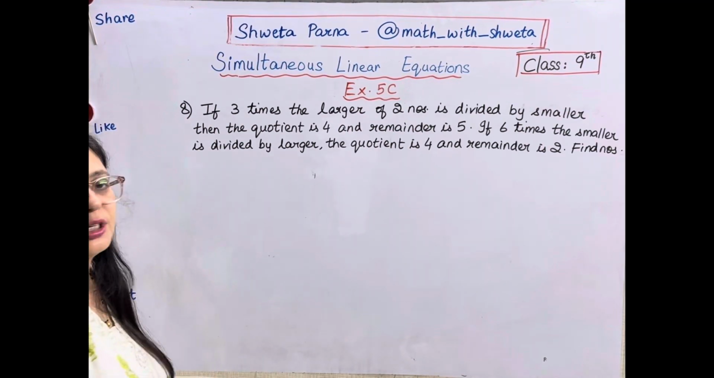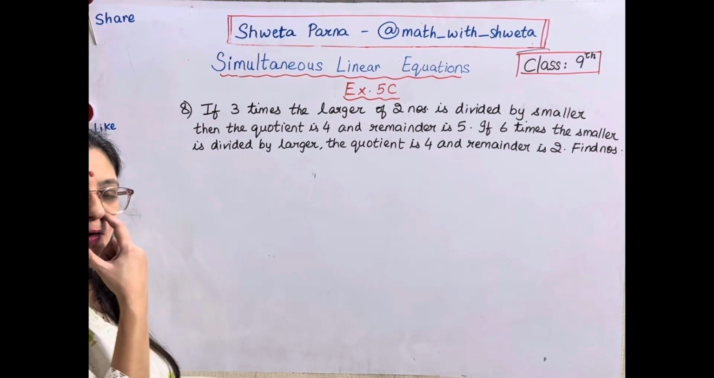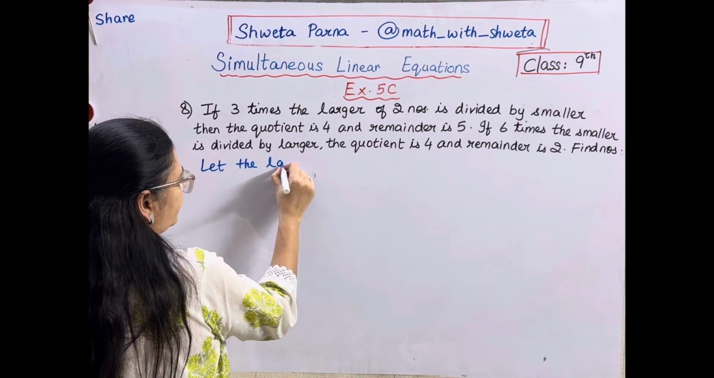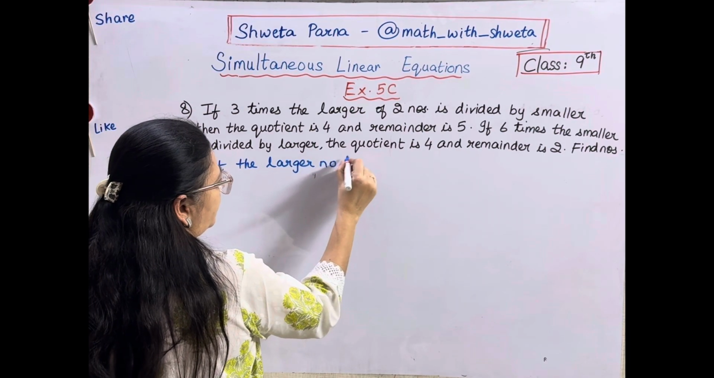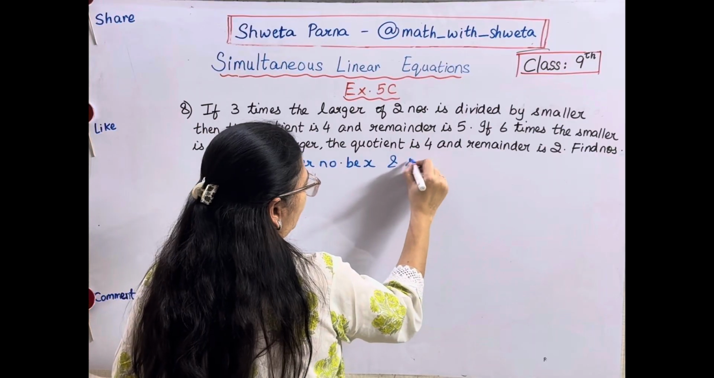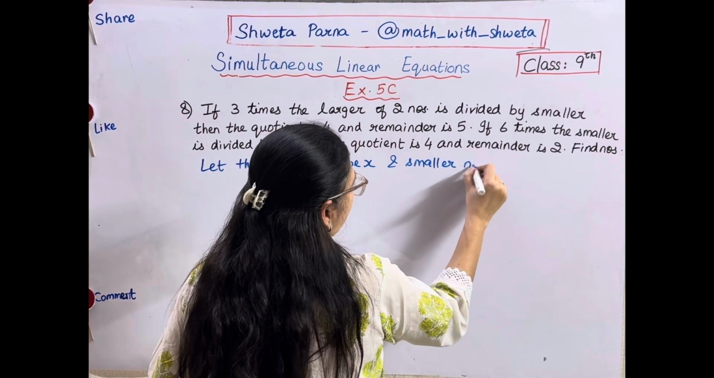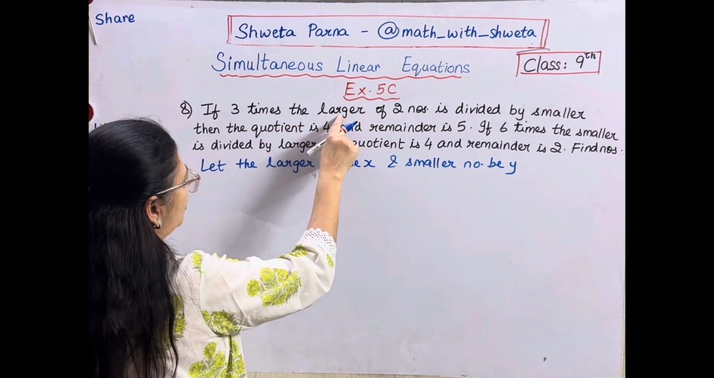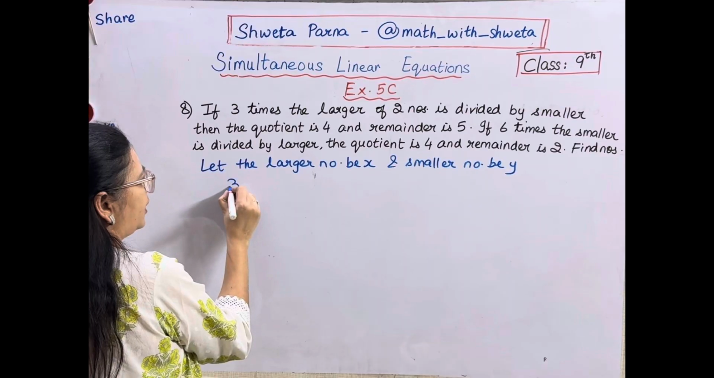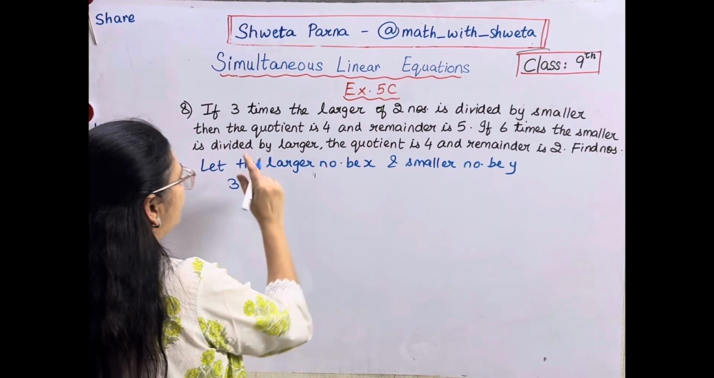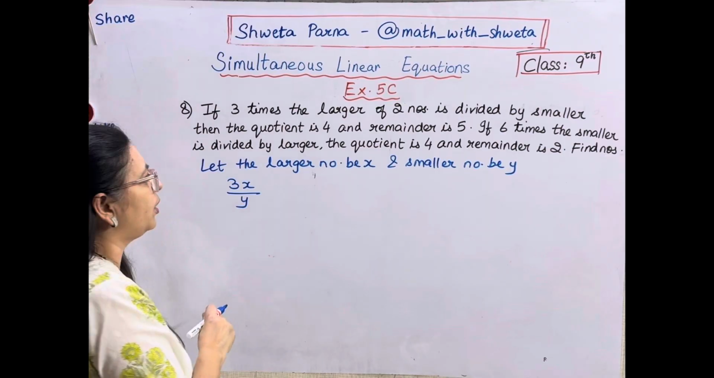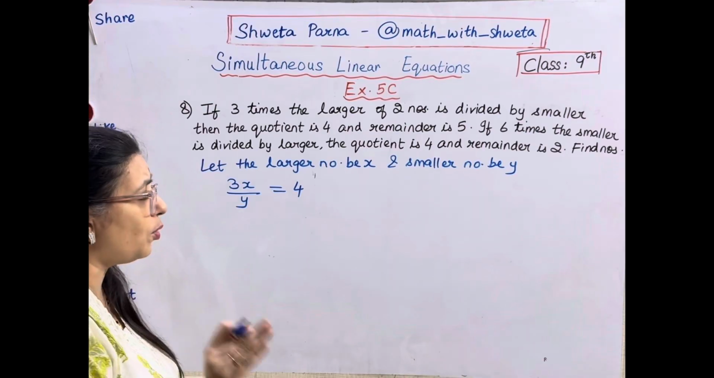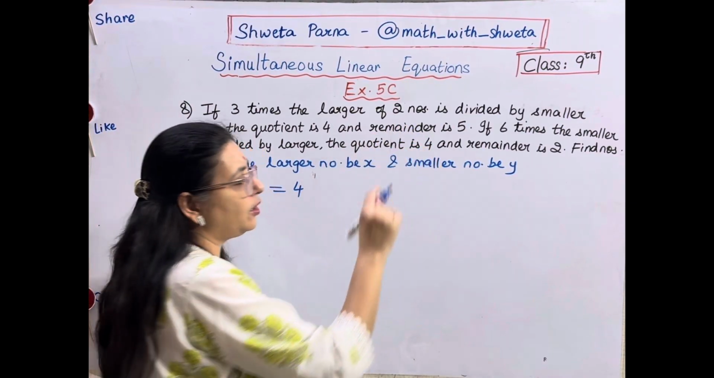Okay. Let's go to question number 8. If 3 times the larger of two numbers. So, let's assume it. Let the larger number be x and smaller number be y. Okay, let's understand the question. If 3 times the larger of two numbers, so larger number is x, so it is 3x, is divided by the smaller number. You are dividing it by a smaller number. Then the quotient is 4. You will get the answer as 4. But the remainder is also 5.